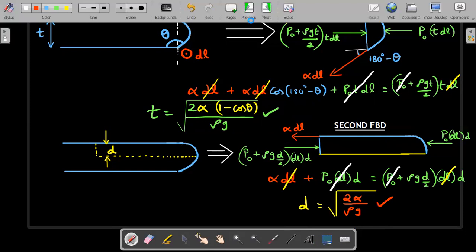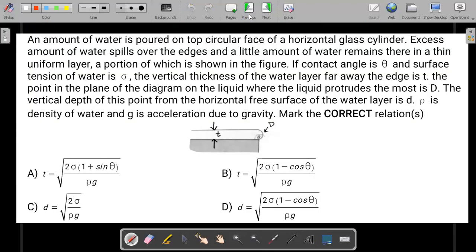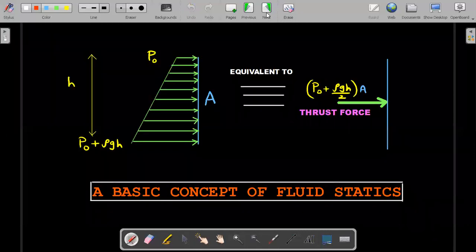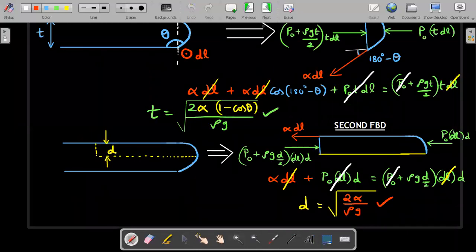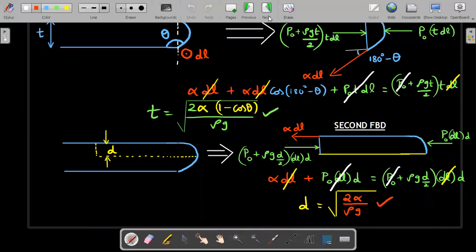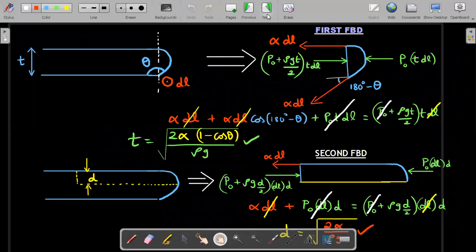So you go back and try to mark the correct answers. That 1 minus cos theta term for t, I think this would be the correct answer, and this would be the correct answer. Okay, so I hope you have learned something about the drawing of FBDs in surface tension. I'll come up with more videos on different situations where this FBD practice is very, very important as far as JEE Advanced is concerned. Okay, so see you in the next video.